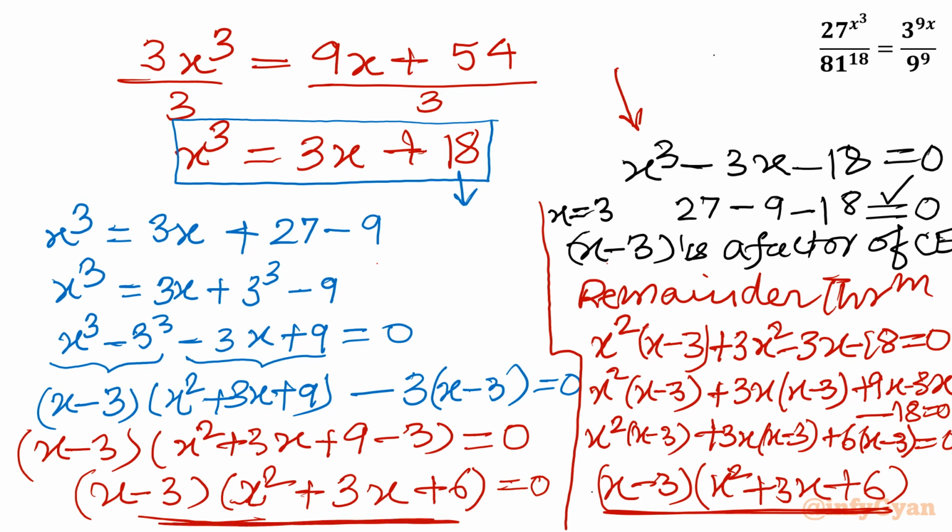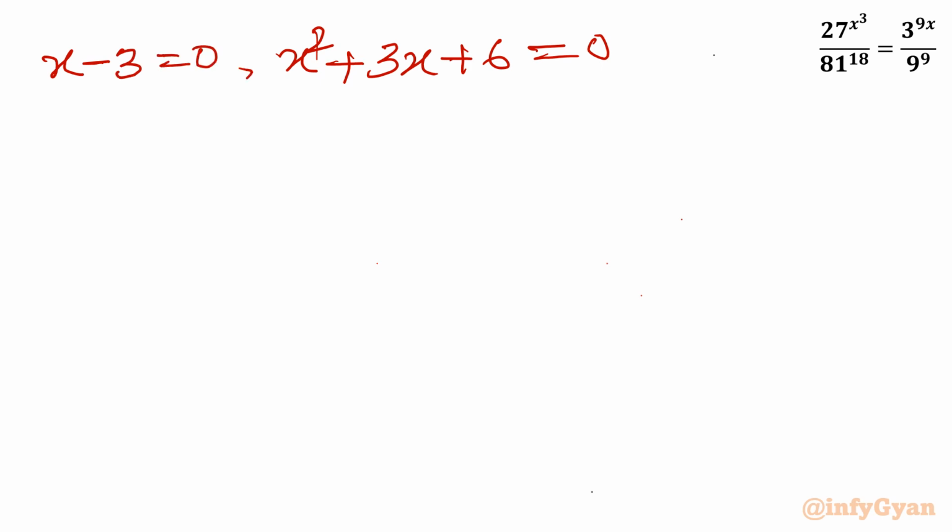Now let's solve this equation. X minus 3 times x square plus 3x plus 6. So x square plus 3x plus 6 equal to 0, and first equation was x minus 3 equal to 0. These are two equations from where we will get cubic solutions, three solutions. So I will write from first equation, I can write x is equal to 3.